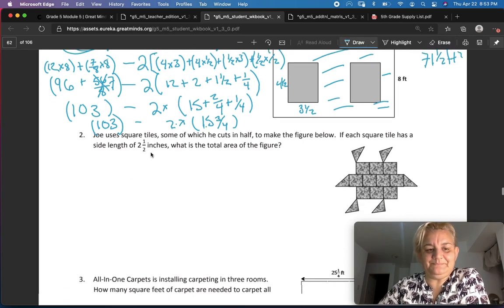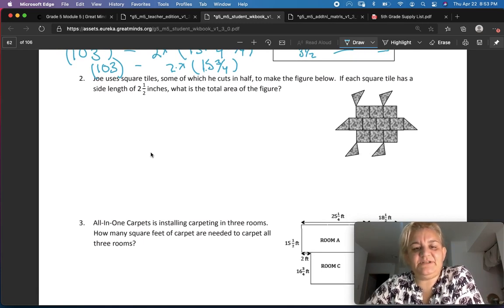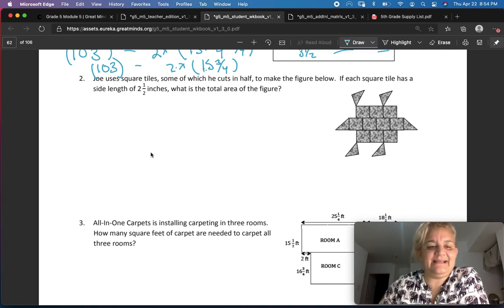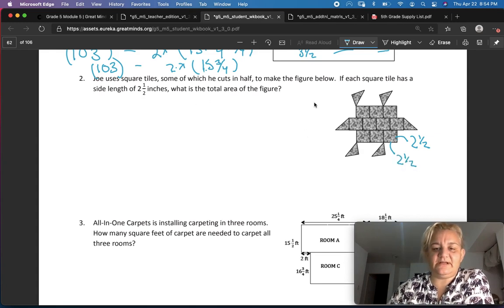Okay, number 2. Joe uses square tiles, some of which he cuts in half to make the figure below. If each square tile has a side length, so each of these tiles, and they're square, has a side length of 2 1/2, right? That means that this side and this side each have 2 1/2. What is the total area of the figure?